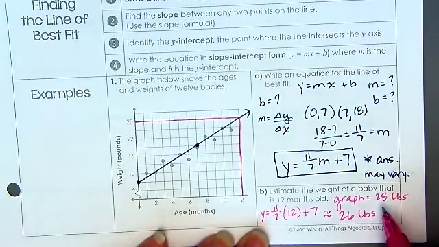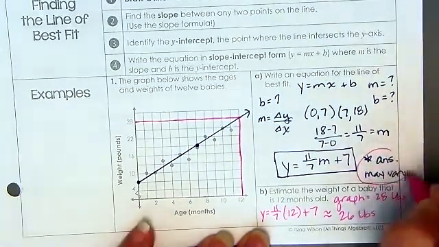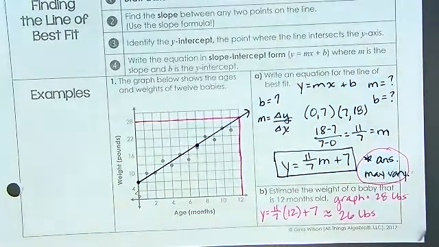I just could not put 15. 15 pounds would not make sense. So I understand that these answers may vary. It's just got to make sense according to what I'm looking at on the graph. All right, next example, going to number 4.